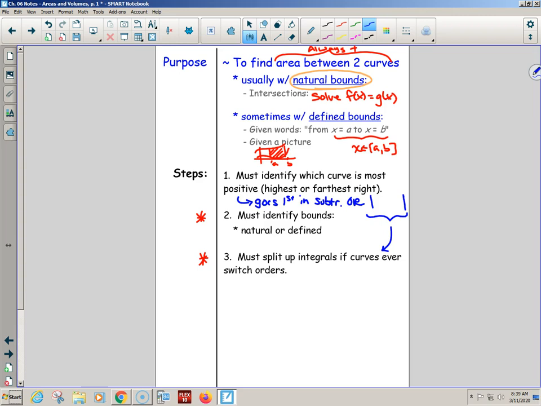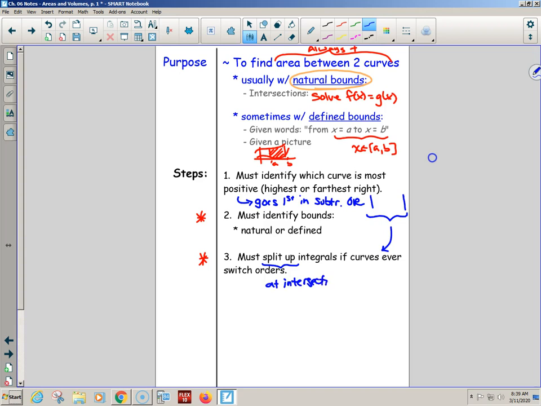But even if I'm using a picture and I'm like, this guy's on top or this guy's most positive, aka farthest right, well, you have to keep looking at the picture and make sure that nothing ever switches. Even if you have a picture, this might not be the same thing the whole entire time. So the absolute value kind of helps us because then we have to realize we have to split up. So a quick reminder that we need to split up at intersections.